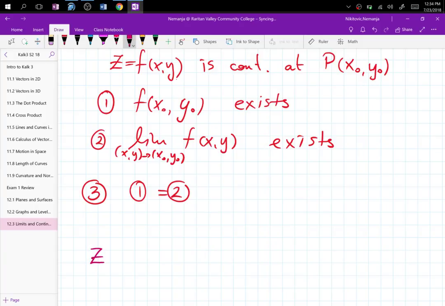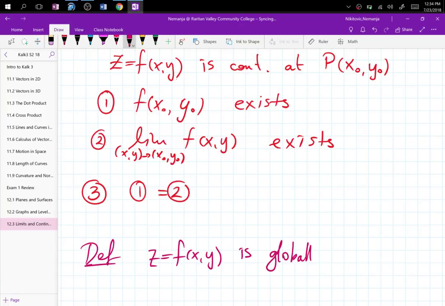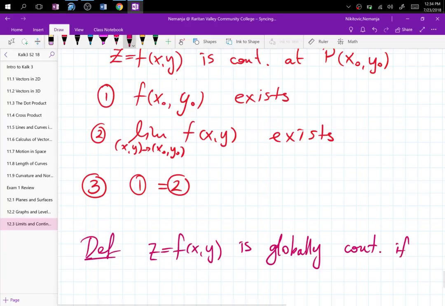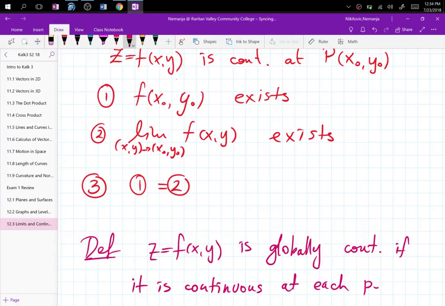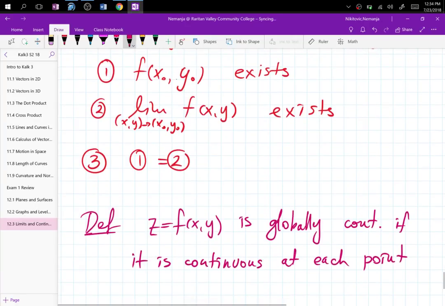So another definition follows. Z equals f of x, y is globally continuous if it is continuous at each point of its domain.